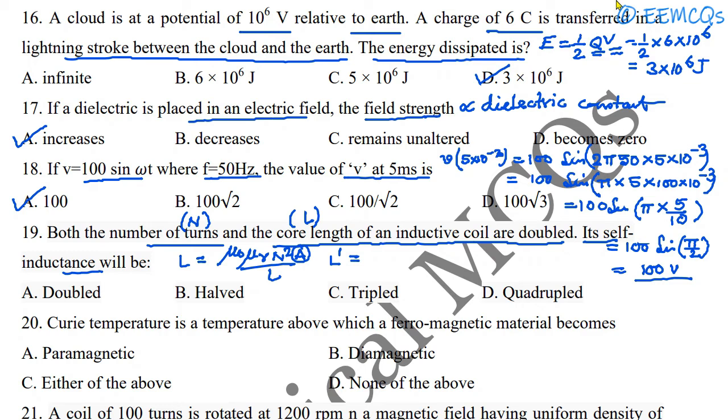So the new self inductance will be mu 0 into mu r into (2n) whole square into a by 2l. So that will be mu 0 into mu r into n square into a by l into 2, which is nothing but twice L. So while the number of turns and the length both are doubled, the self-inductance will be doubled. Hence the answer here will be option A.